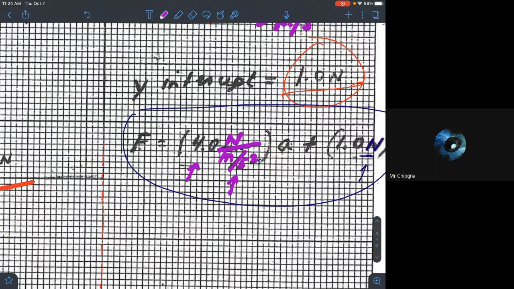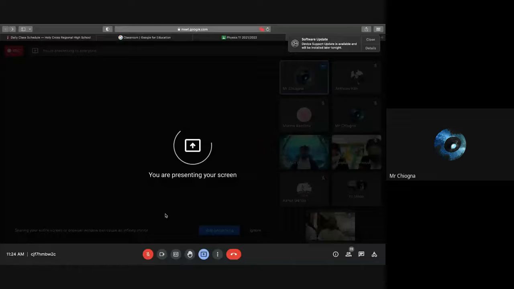Brackets around this, followed by the independent.